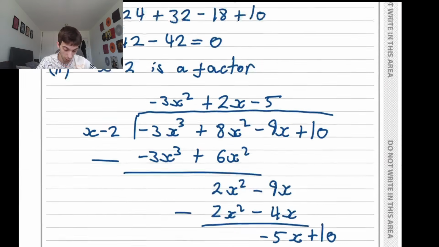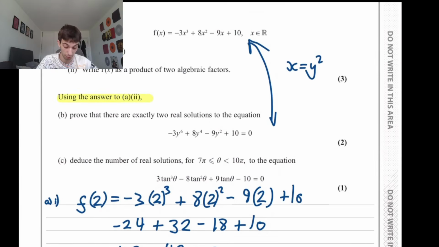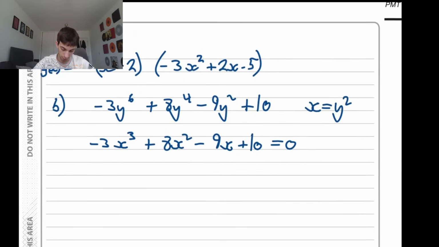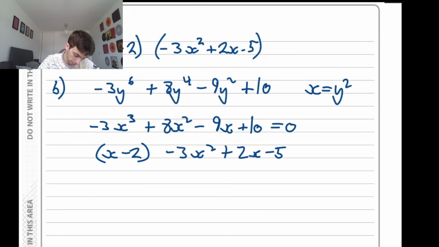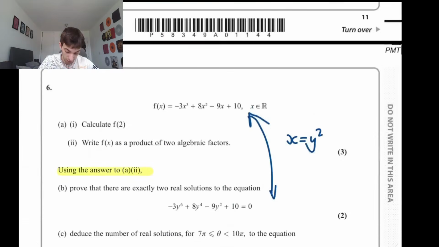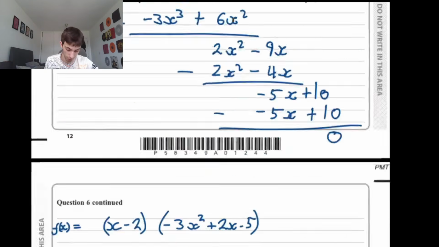Now what do we know? We can factor this out, because we wrote it as a product of two algebraic factors. So this will be equal to x minus 2 multiplied by minus 3x squared plus 2x minus 5. We're trying to find the solutions. What they want us to do is show that there are exactly two real solutions.